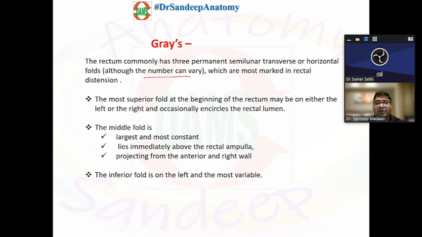So basically, you should not get confused about the number of folds. Even Gray's has said that the number can vary, and we must consider that all the books of anatomy are writing 4, okay? So better to go with that number only, right?